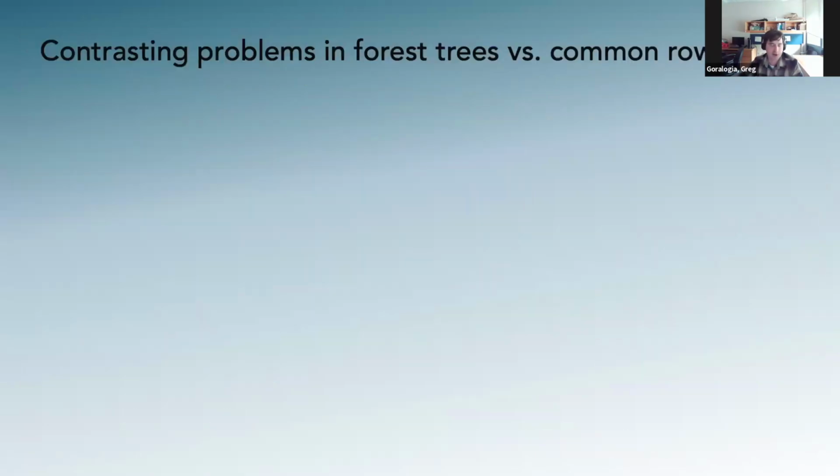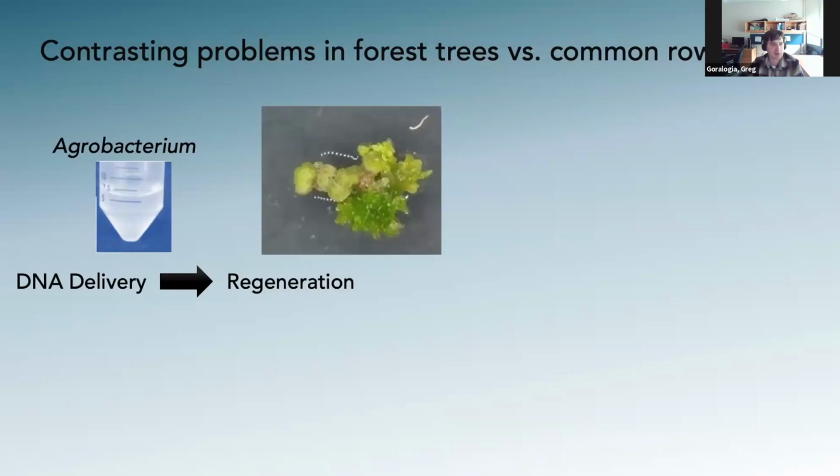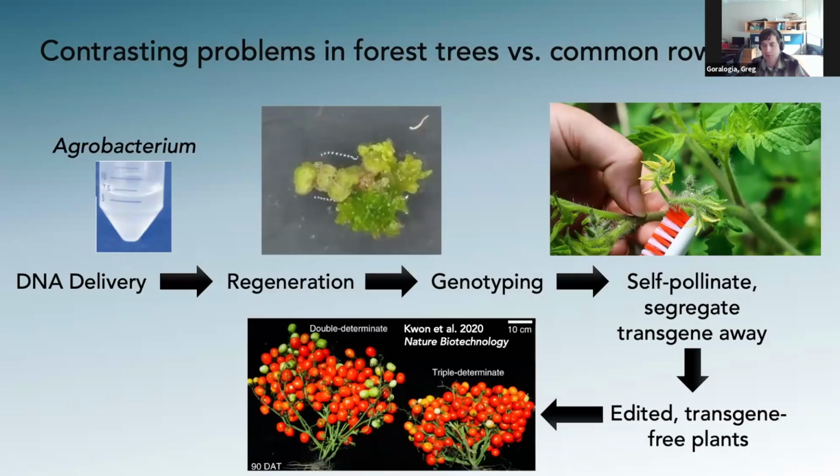So I just thought I would put this here to contrast this with row crops, because sometimes people forget. Typically in a row crop, you might use Agro or some other delivery agent, regenerate, figure out what editing you might do, and then self-pollinate to get rid of the transgene, as Juan talked about in the previous talk. Then you might have edited transgene-free plants and be able to do field testing or something like that, depending on what country you live in.